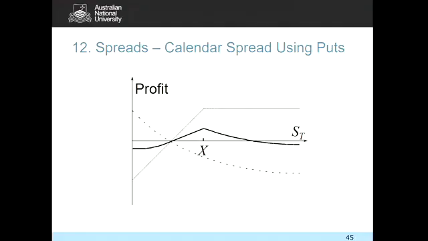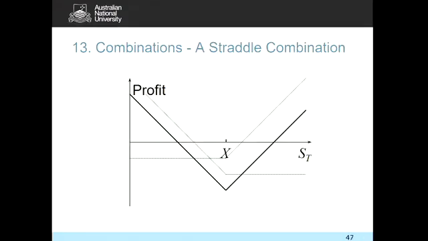Okay, we've had spreads, now we have combinations. Combinations are a little fun. I didn't come up with the name of these things. Okay, so combinations are where you use both call and put options at the same time. So this is a straddle combination. Okay, a straddle combination. You buy a call option and a put option with the same exercise price and the same date to maturity. So it's expensive, right? You're buying 2 options, both a call and a put.